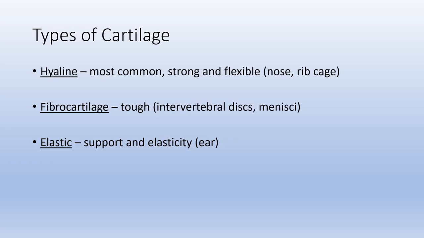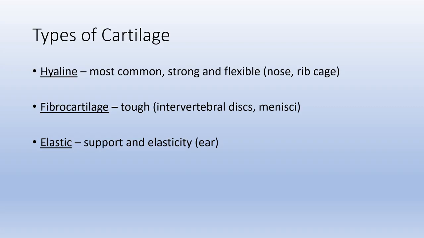There's three main types of cartilage: hyaline cartilage, fibrocartilage, and elastic cartilage. Hyaline cartilage is the most common. It's very strong, it's very flexible. Examples of it would be the cartilage on the end of your nose, cartilage that's found on your rib cage.